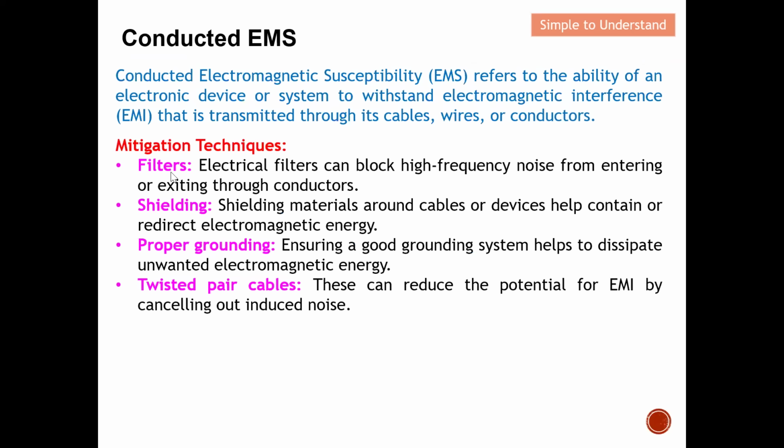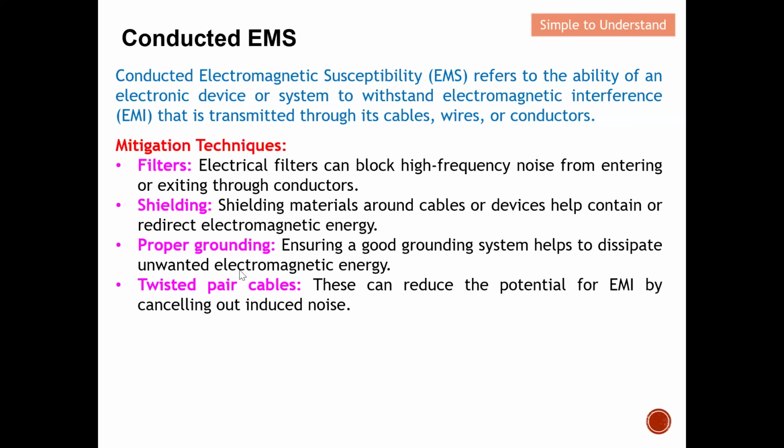Before the test setup, what will be the mitigation techniques? Firstly, filtering. We can build a simple LC filter to block the high frequency noise from entering or exiting through the conductor. Shielding: shielding material around the cable, for example, we shield the cable or device, can help to contain or redirect the electromagnetic energy. Proper grounding: we need to ensure a good grounding system that can help to dissipate unwanted electromagnetic energy.